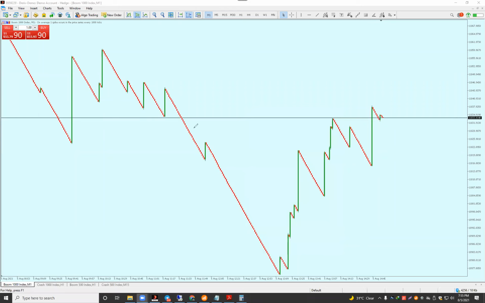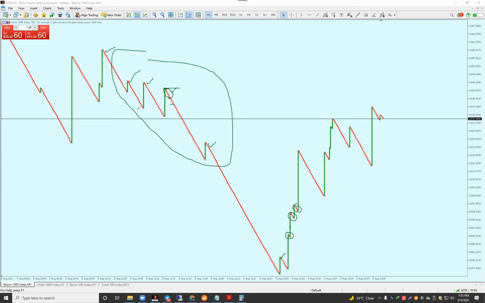spikes. You enter here, you get a profit in whatever the 5 minutes, right? If your strategy is, I will sell after the spike, I will get the 5 candles. You win here, you win here, you win here, you win here, you win here, you win here, you lose here, you lose here, you lose here. Now these losses are more than your profit.